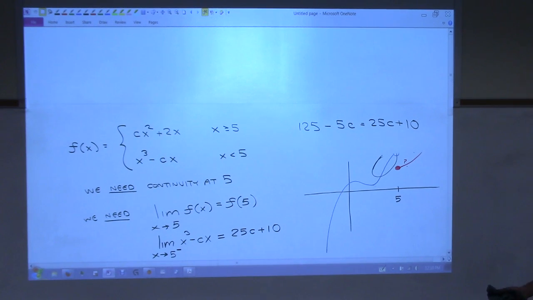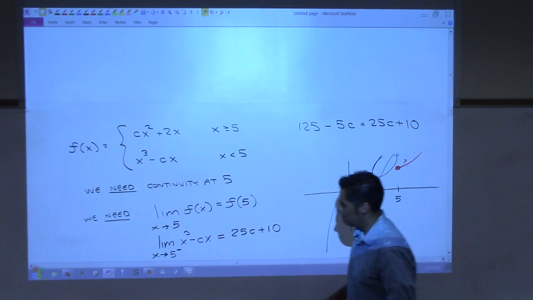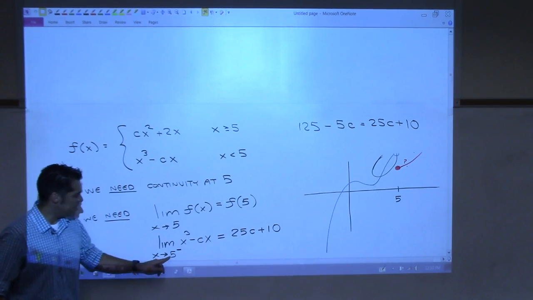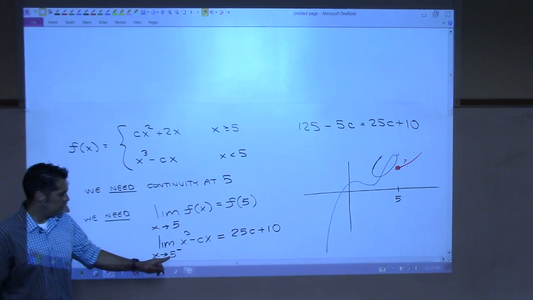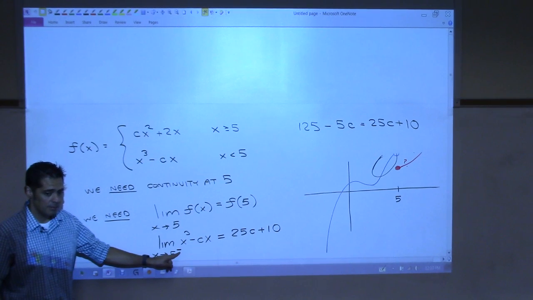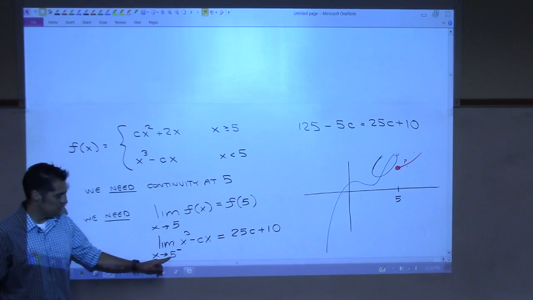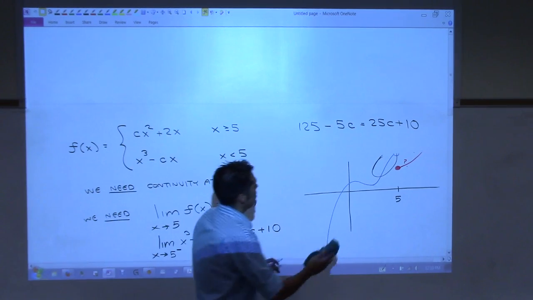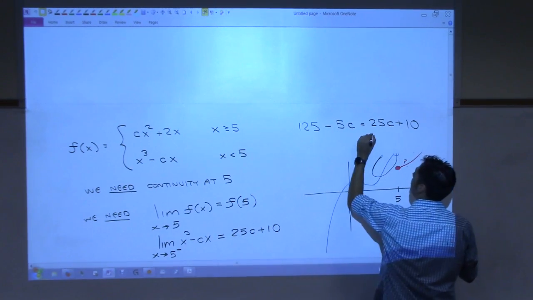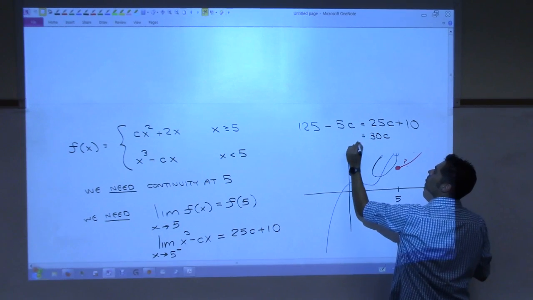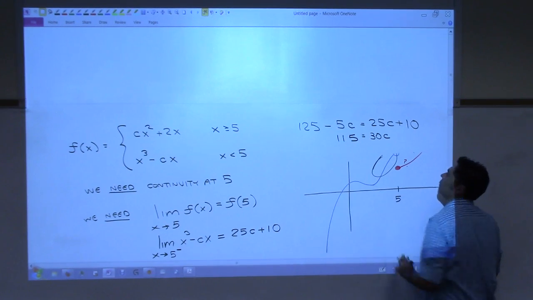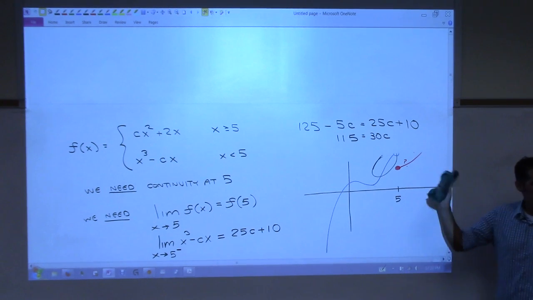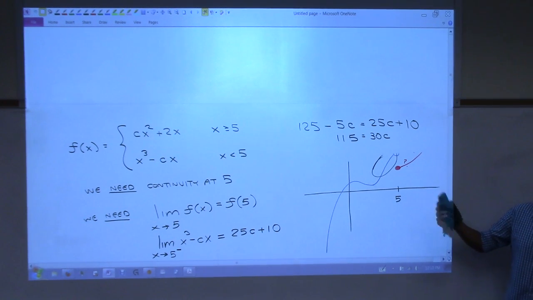Wouldn't it be positive 5 because there's a minus on the c? Where? This is positive 5, right? This is from the left side. Careful. All right, solve this equation. I'm going to move that over. I'm going to get 30c equals 115, I believe. Yes. And then divide through by 30.